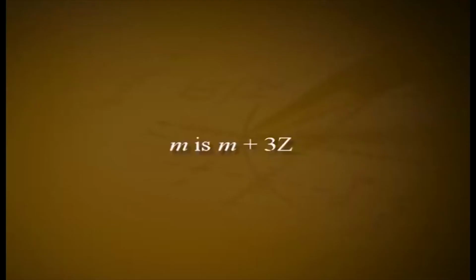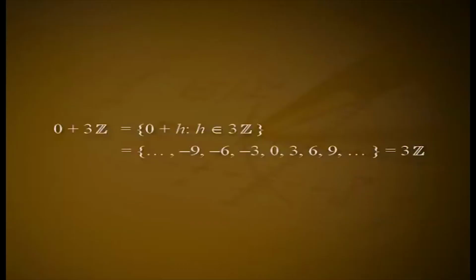Example 2. Exhibit the left cosets and the right cosets of the subgroup 3Z of Z under addition. Solution. Note that 3Z equals the set of all ..., minus 9, minus 6, minus 3, 0, 3, 6, 9, ... Our notation here is additive. So, the left coset of 3Z containing m is m plus 3Z. Taking m equal to 0, we see that 0 plus 3Z is equal to the set of all 0 plus h, h belongs to 3Z, which is equal to the set ..., minus 9, minus 6, minus 3, 0, 3, 6, 9, ... which is equal to 3Z. So, 3Z itself is one of its left cosets.